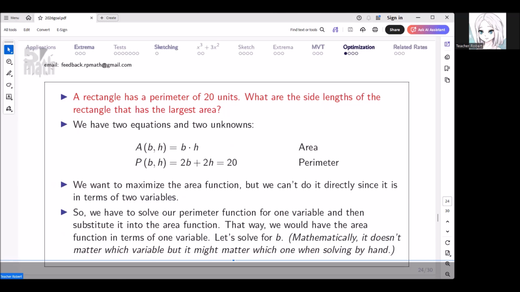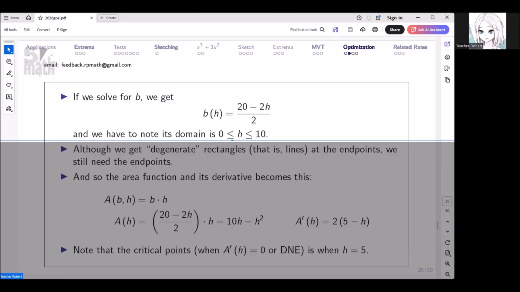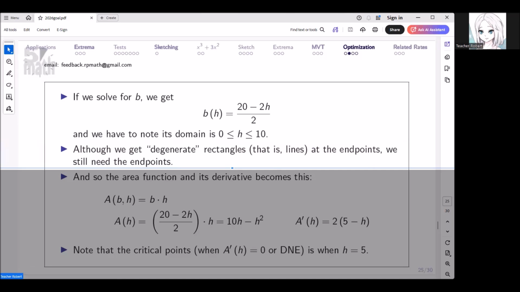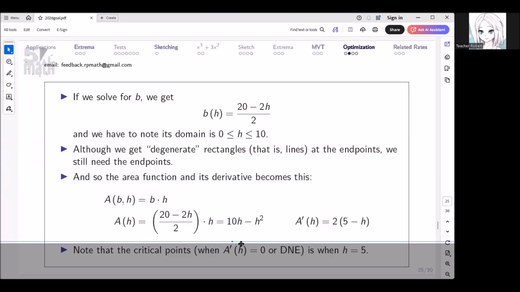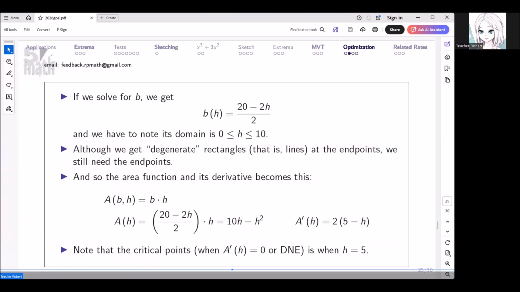Let's solve for b. Mathematically, it doesn't matter which variable, but it might matter which one when solving by hand. If we solve for b, we get this, and we have to note its domain is this. Although we get degenerate rectangles, that is lines at the endpoints, we still need the endpoints. And so the area function and its derivatives become this. Note that the critical points, where a prime of h equals 0 or does not exist, is when h equals 5.